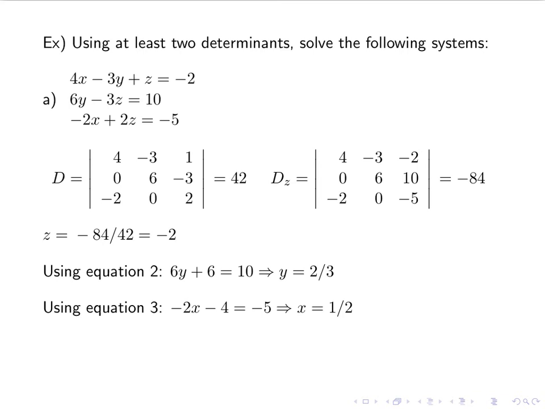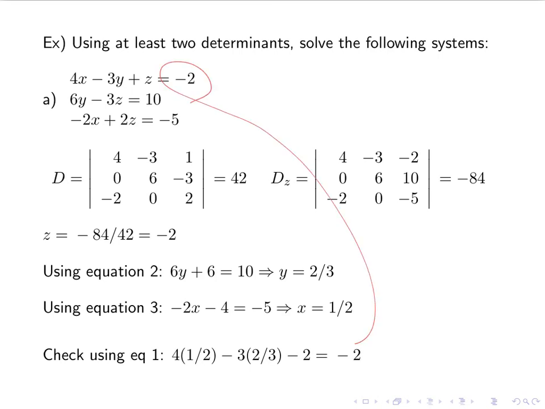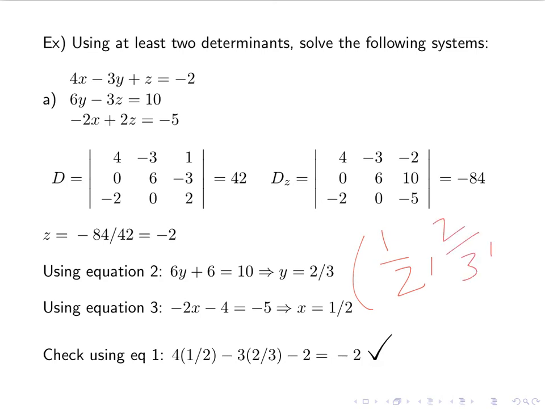Again, once I've found all three variables, I'm going to check it, and again, I'm going to check it using the equation I haven't used already, which is equation 1. So 4 times 1/2 minus 3 times 2/3 minus 2 gives me -2, and that's exactly what I know it should be. So I check it off, I know that I'm right, and again my answer, x, y, z.